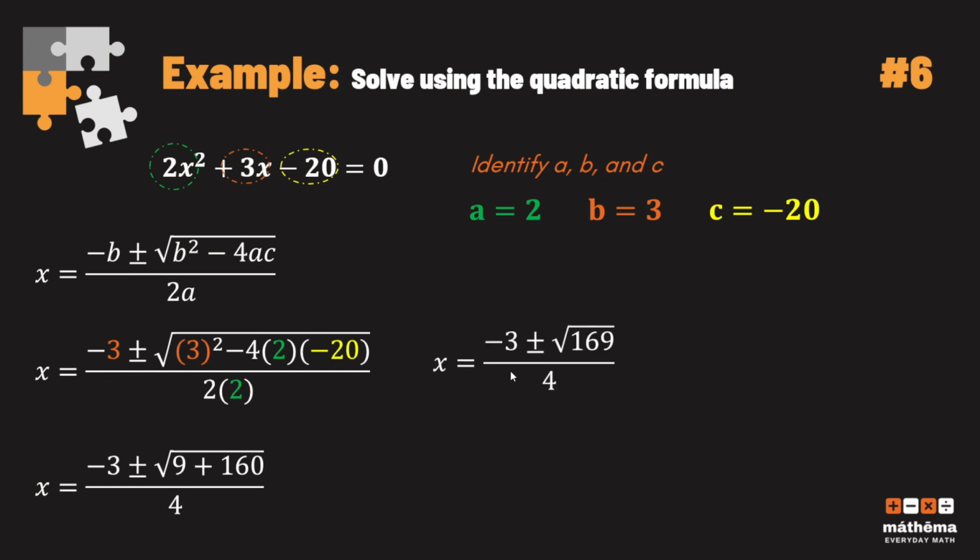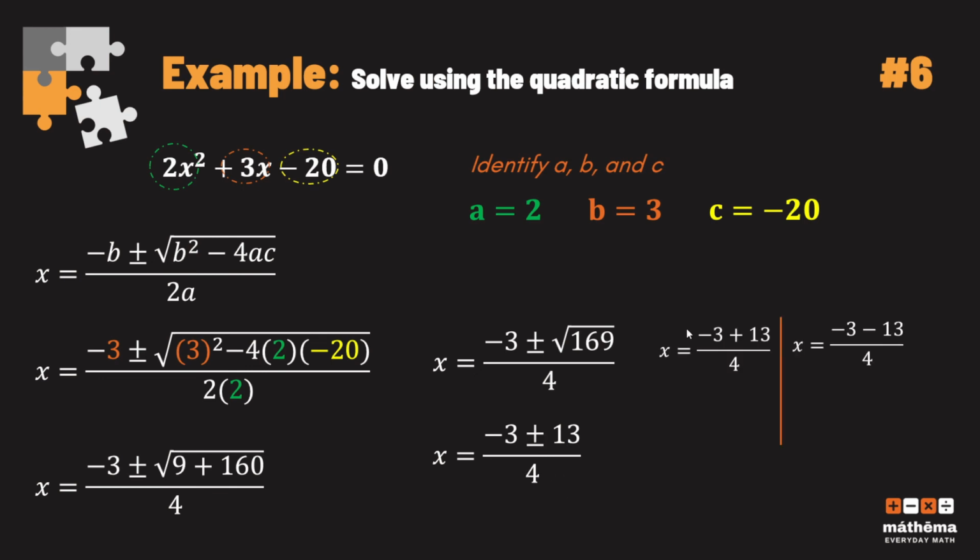And then we will have x is equal to negative 3 plus minus the square root of 169 over 4. Simplify, we will have x is equal to negative 3 plus minus 13 over 4. Solve for x. x is equal to negative 3 plus 13 over 4, or equal to 5 halves, and then the other one will be equal to negative 4. So the solutions will be 5 over 2 and negative 4. So that's how to use the quadratic formula in solving quadratic equations.